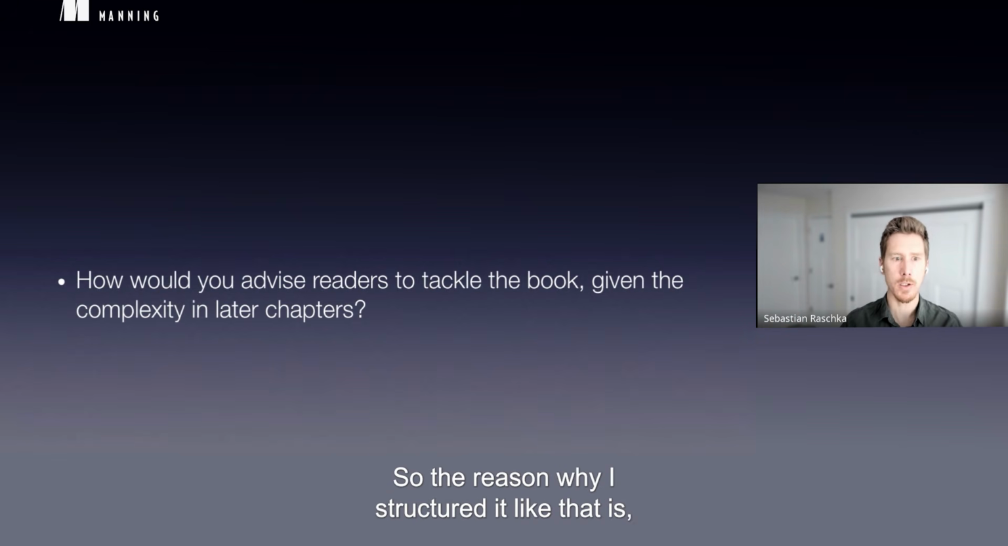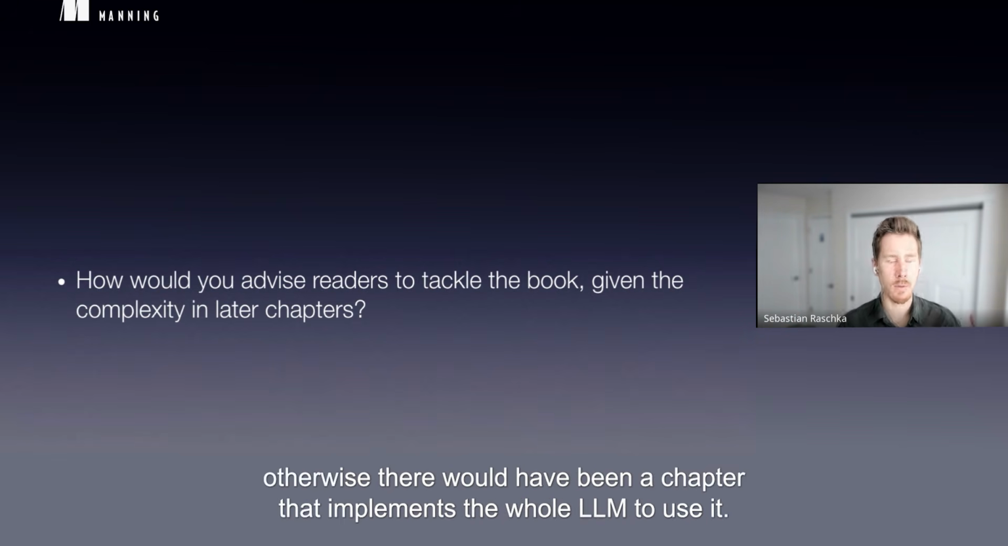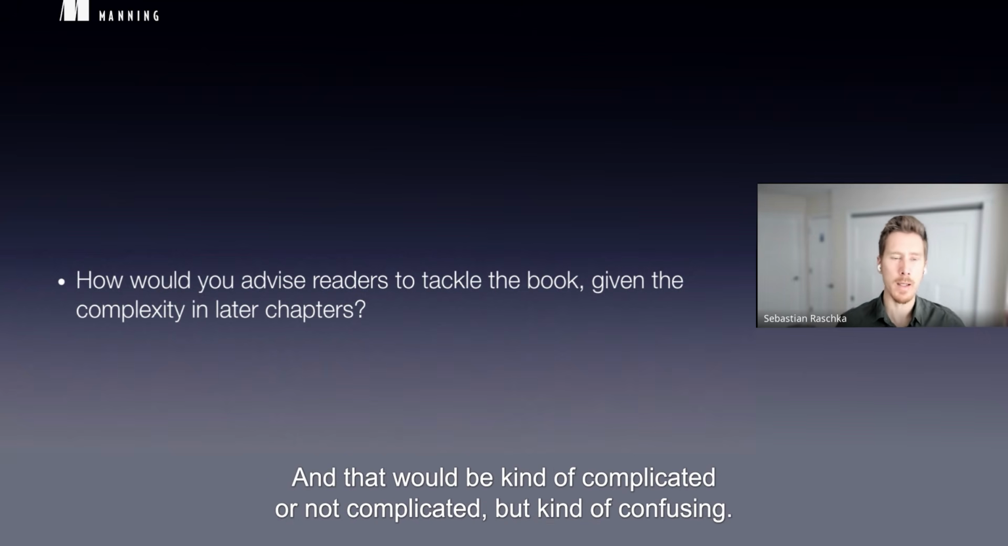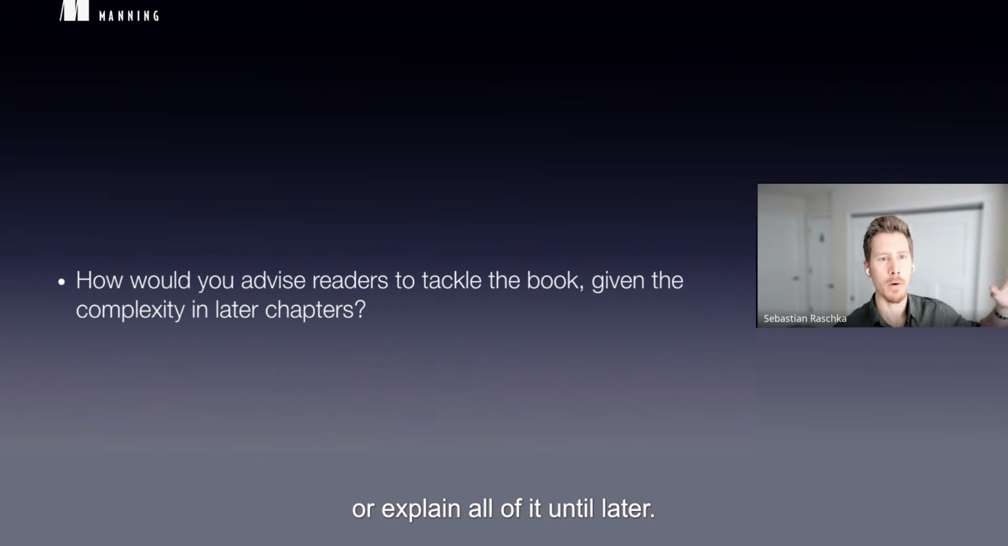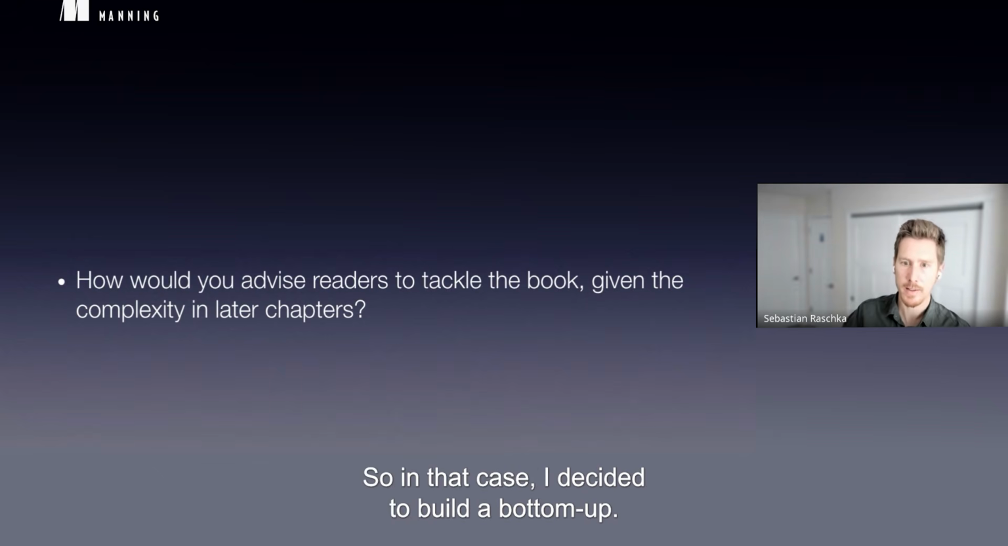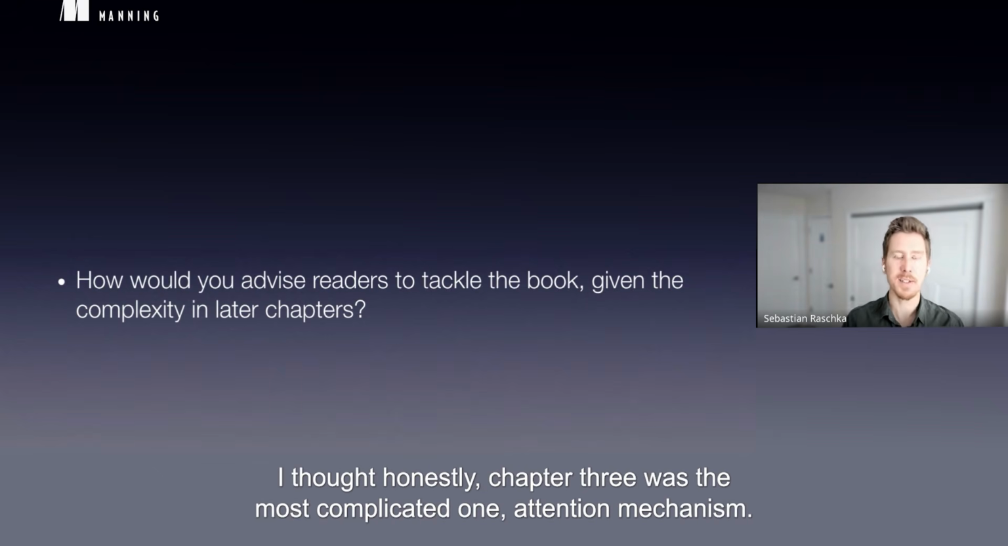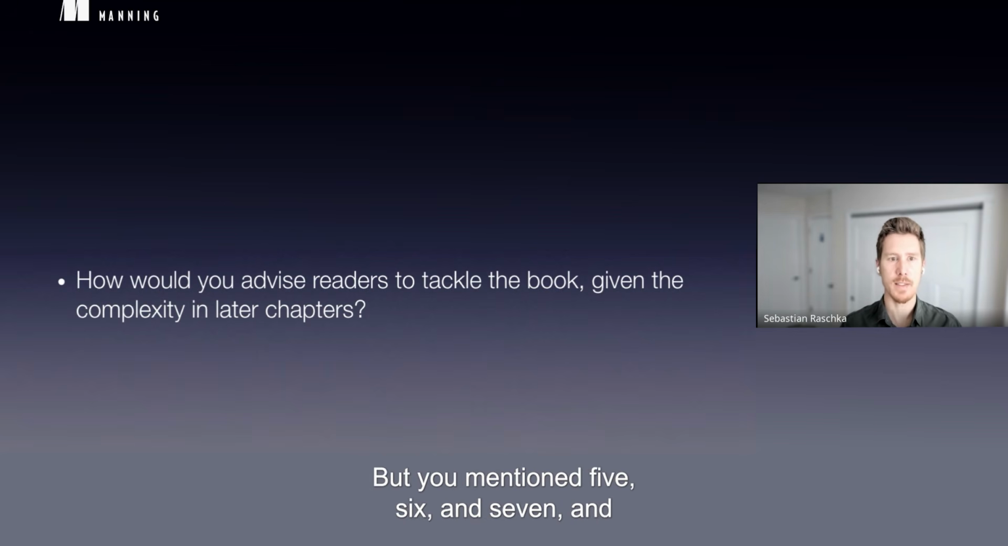So the reason why I structured it like that is otherwise there would have been a chapter that implements the whole LLM to use it, and that would be kind of confusing. You have this whole code, but then you don't use or explain all of it until later. So in that case, I decided to build it bottom up. I thought honestly chapter 3 was the most complicated one, the attention mechanism, but you mentioned 5, 6, and 7.